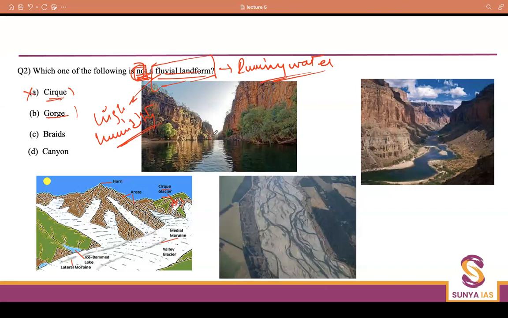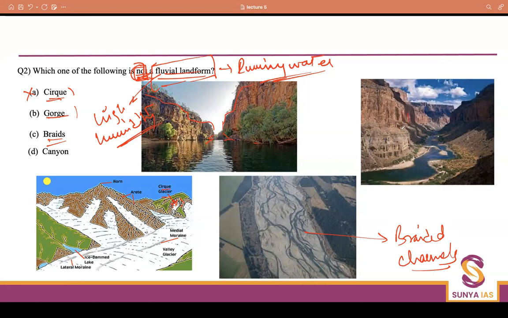This gorge is formed due to running waters. It is formed by the water flow, and definitely the structure of the rocks, the hard rocks present over here, also matters a lot in deciding in which form the erosion will take place. Then braided channels. This is also formed by running water erosion. These are your braided channels over here. These are also made by running waters.